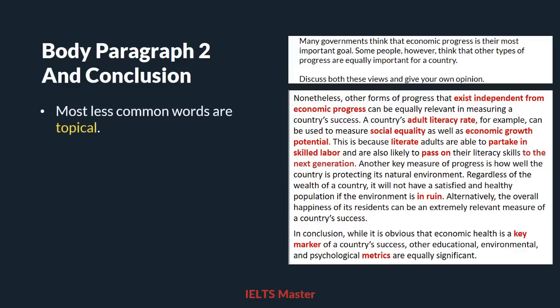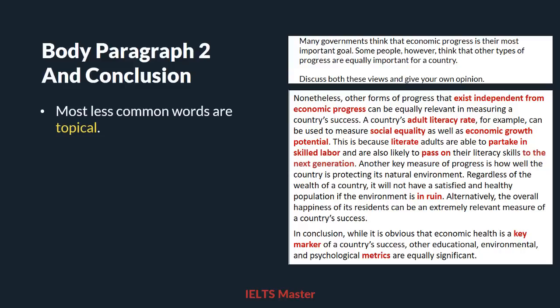Let's take a look at this body paragraph in conclusion. You'll notice the same as before, most of the less common words, the high-level words here, are topical. They're related to the topic that I'm talking about. In this body paragraph, the topic is other forms of progress. So my first other form of progress here is educational progress. I have adult literacy rate, social equality, and back to the original topic, economic growth potential. Literate, partake in skilled labor, and then pass on literacy skills to the next generation. Very focused on this topic.